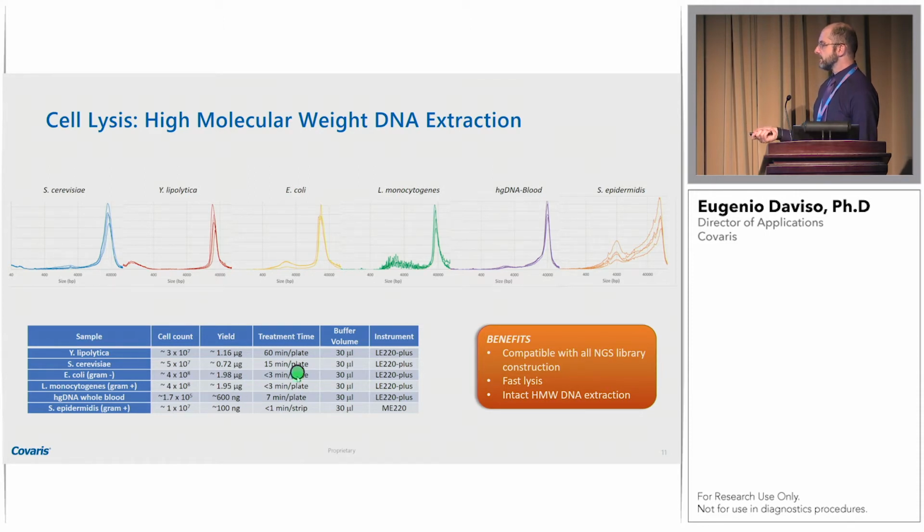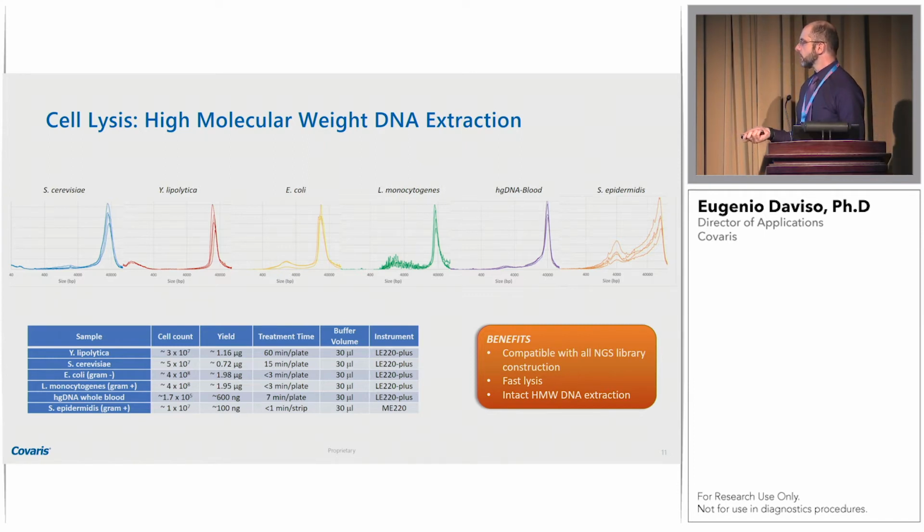The treatment time depends on the kind of cell. So gram-negative and gram-positive, they are very easy to lyse. We can do 96 or 384 in less than 3 minutes. In 3 minutes, they are completely lysed and they are ready to go into library prep or purification.